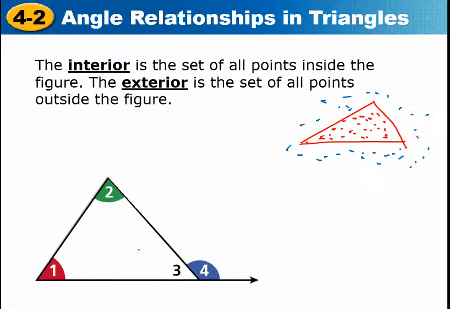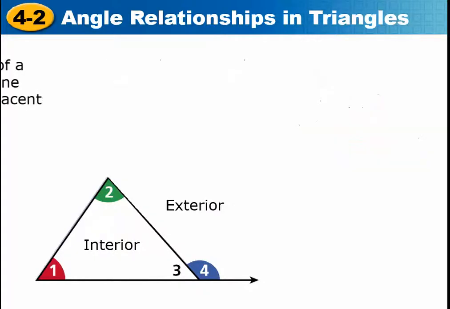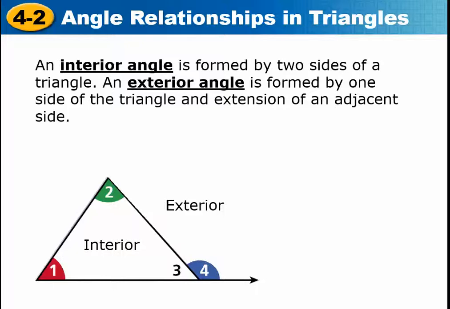All right, so in this picture, they're showing some interior angles and some interior and exterior angles. Angles 1, 2, and 3 are interior. Angle 4 is exterior. So an interior angle is formed by two sides of the triangle. An exterior angle is formed by one side of the triangle and the extension of an adjacent side. So this image only shows one exterior angle. It shows that it's formed by this side of the triangle and an extension of another side.